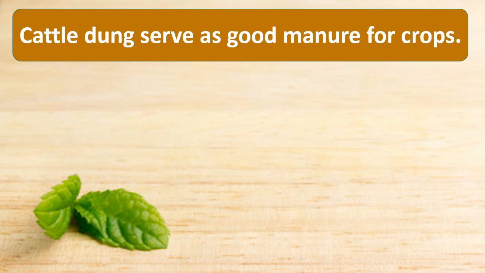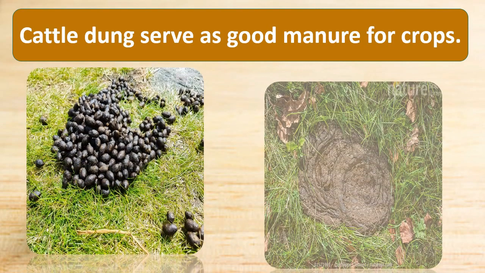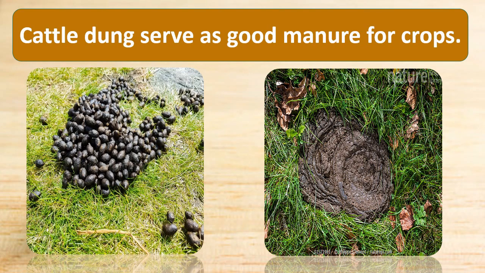Cattle dung, which is usually a dark brown color, is often used as manure, agricultural fertilizer. In many parts of the developing world, cow dung is used as fuel. Dung may also be collected and used to produce biogas, to generate electricity and heat.